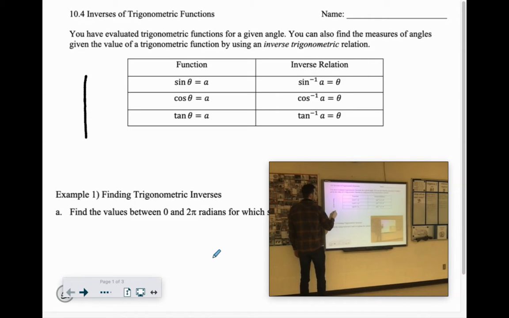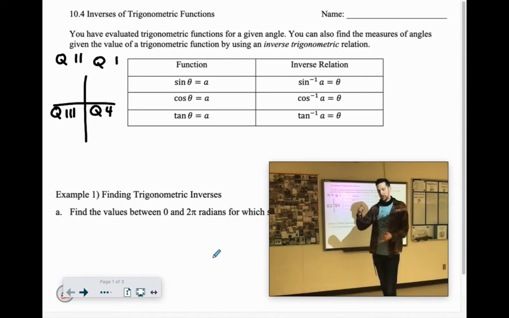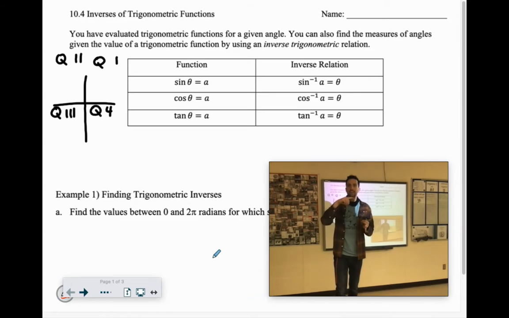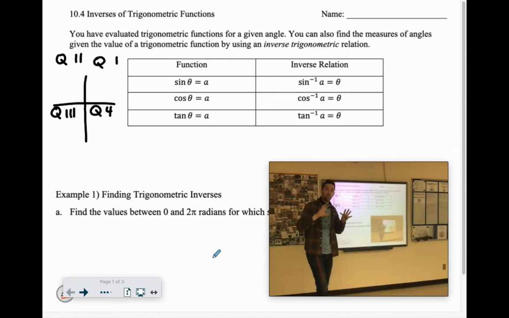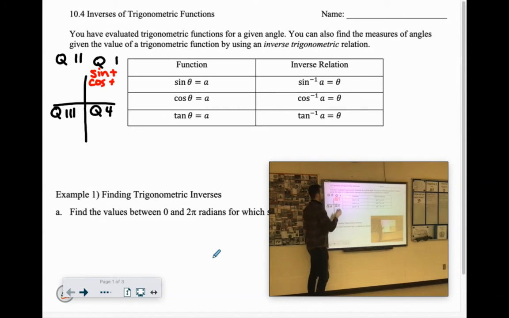If you draw yourself a little graph, we have quadrant 1, quadrant 2, quadrant 3, and quadrant 4. And in quadrant 1, remember that sine is your y-coordinate and cosine is your x-coordinate. Now in quadrant 1, they're both positive. So we'll say our sine is positive, our cosine is positive, and then tangent is you divide the y and the x, y divided by x. So if you have a positive divided by a positive, it'll give you a positive number. Great, that's the easiest one.